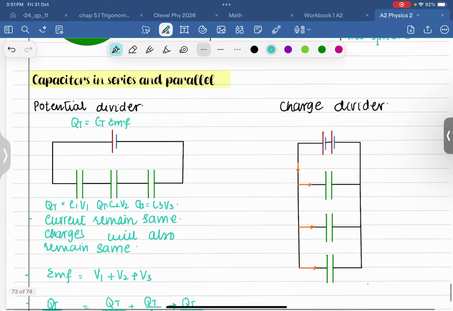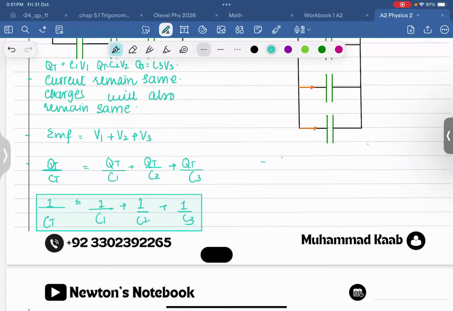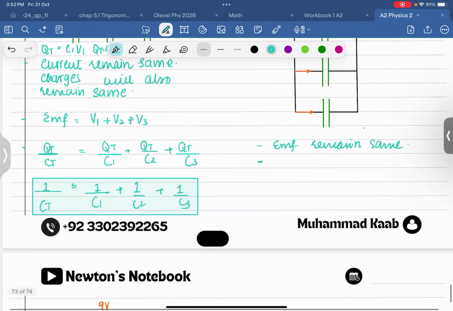Now for the parallel circuit, we have the EMF, and that EMF remains the same throughout the circuit, right? Because in a parallel circuit it remains the same. That's the first thing. Now the current and the charge get distributed at every branch.